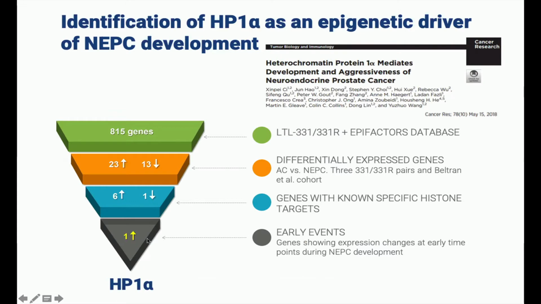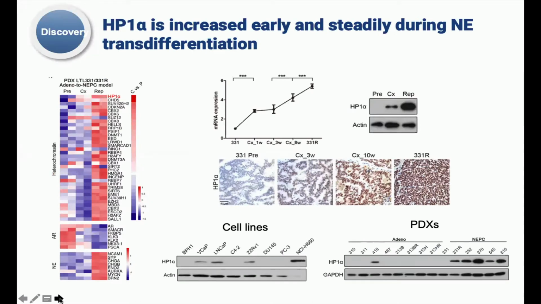a gene, actually a protein, called HP1 alpha. The gene called CBX5 is one of the epigenetic readers. And it's very interesting, they further identified 36 heterochromatin genes as a signature for NEPC. Within those heterochromatin genes, HP1 alpha is really the one that shows up earlier and is continually upregulated in terminal NEPC.